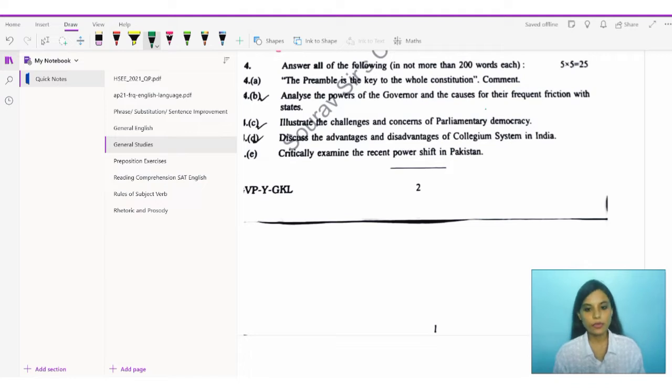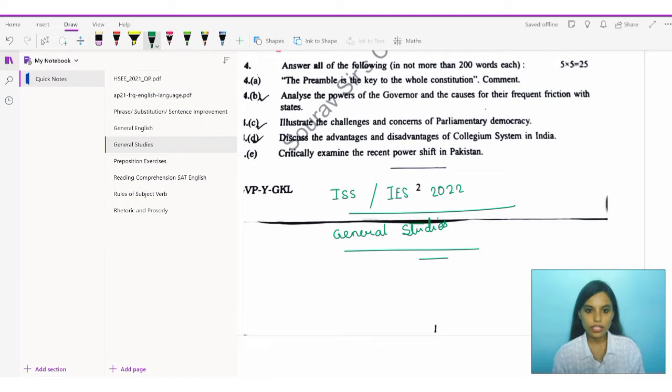This is a part of the question paper that is presented to you on the screen. This is from the ISS IES 2022 question paper we are doing, and I'm focusing on the General Studies paper currently. We are going to solve one question in each class. So today's question is from question number 4, 4A. Let's see what the question is saying.